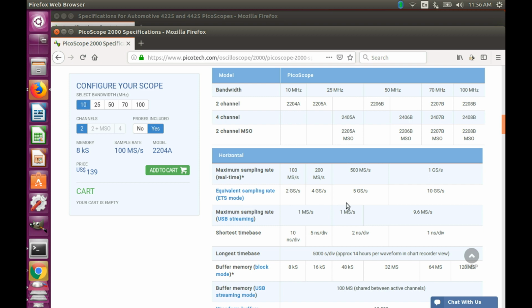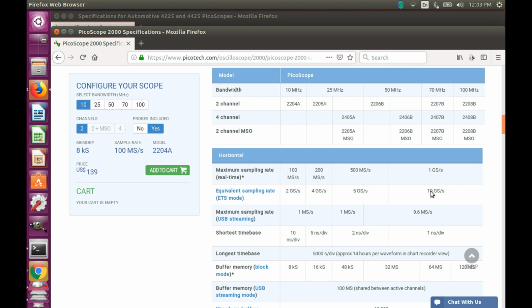Notice that the Picoscope 2000 series also have something called equivalent sampling rate, ETS mode, with ridiculously high reported numbers. This is something that can be used only for special repetitive signals, and so far I have no examples of how this can be used for automotive signals, so we are going to skip discussion of these for now.